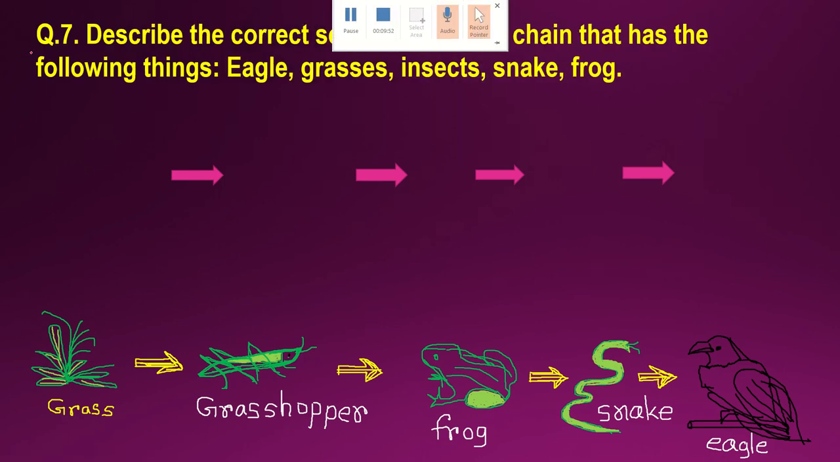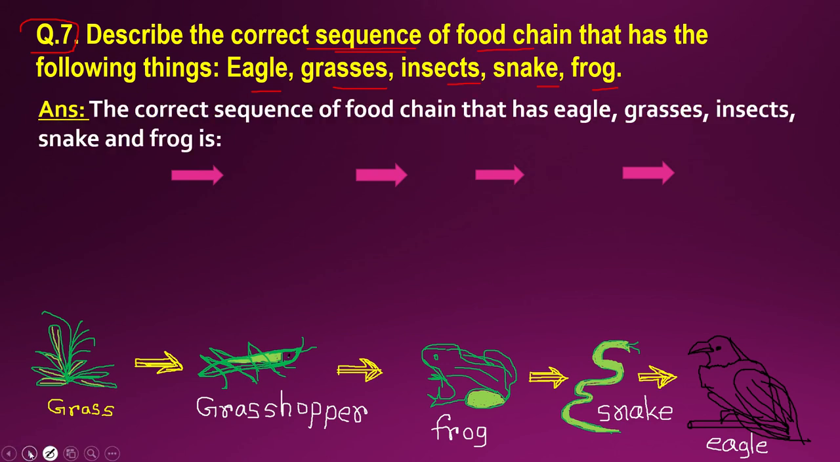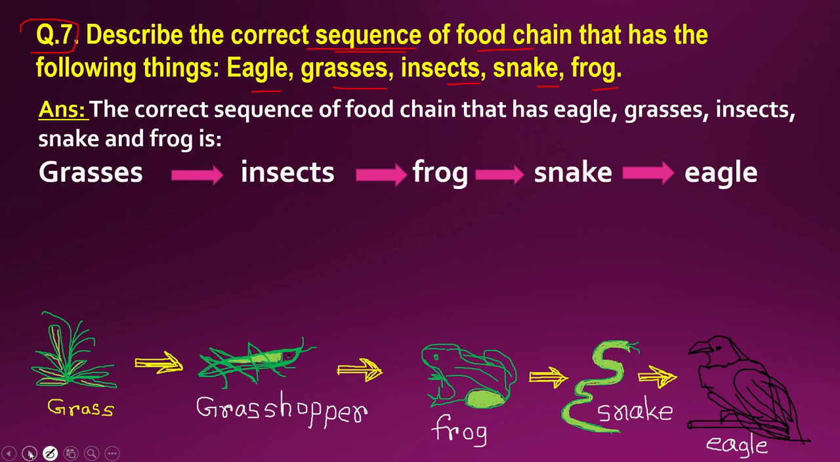Here's another question. Describe the correct sequence of the food chain that has the following things: eagle, grasses, insect, snake, and frog. Describe the correct sequence. So here is the sequence you can see: grass, insect, frog, and snake. Let me show you the correct sequence of the food chain, that way you can write the answer.